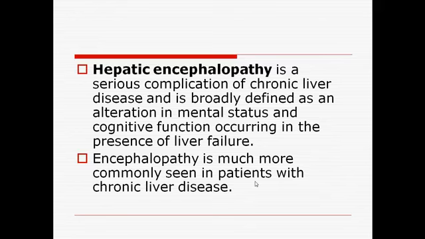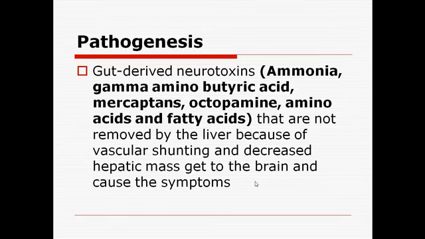Hepatic encephalopathy is defined as an alteration in mental status and cognitive function occurring in the presence of liver failure. Pathogenesis is due to gut-derived neurotoxins: ammonia, gamma-aminobutyric acid, mercaptans, octopamine, amino acids, and fatty acids. When all of these neurotoxins accumulate in the body, they transfer into the brain and cause hepatic encephalopathy. Please remember the names of these things.